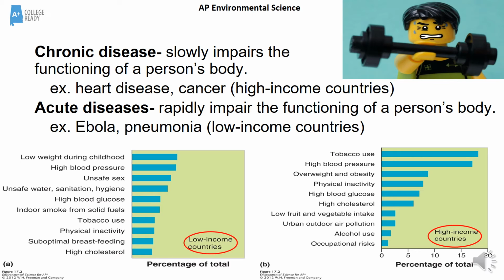Chronic diseases slowly impair the functioning of a person's body. Examples are heart disease or cancer. Acute diseases rapidly impair the function of a person's body. An example of that is Ebola. Top risk factors in low-income countries leading to chronic disease are linked to poverty, such as unsafe drinking water, poor sanitation, and malnutrition. Malnourished children are more likely to succumb to pneumonia or diarrhea. Risk factors in high-income countries include tobacco, less active lifestyles, poor nutrition, overeating, high blood pressure, and obesity.